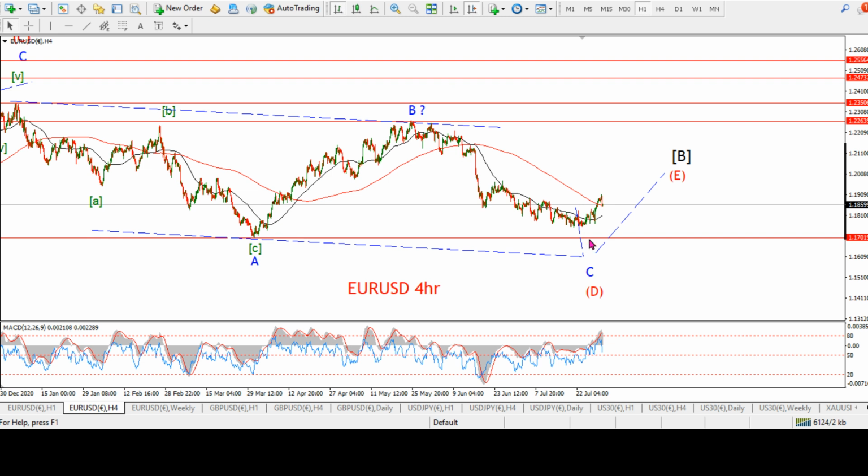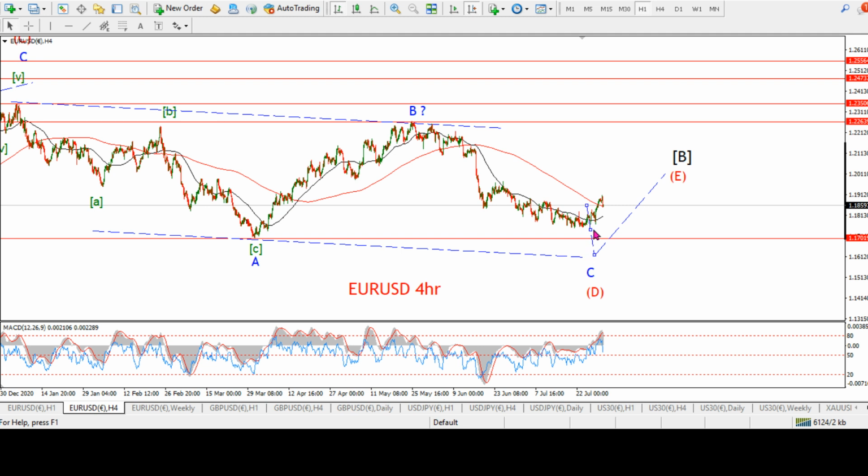I'm tracking this ABC pattern down. I'm not sure we are there yet, and it looks like today's action is confirming that. 3 waves down, most likely in wave C of a triangle wave D.